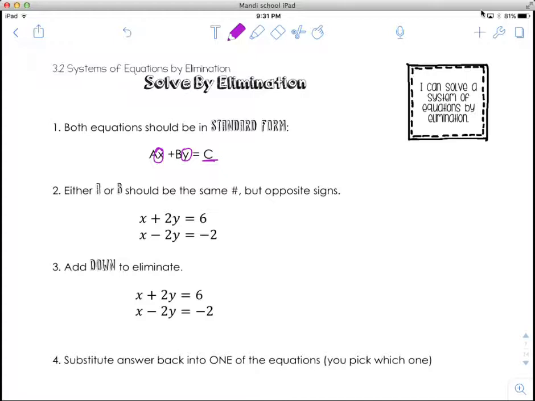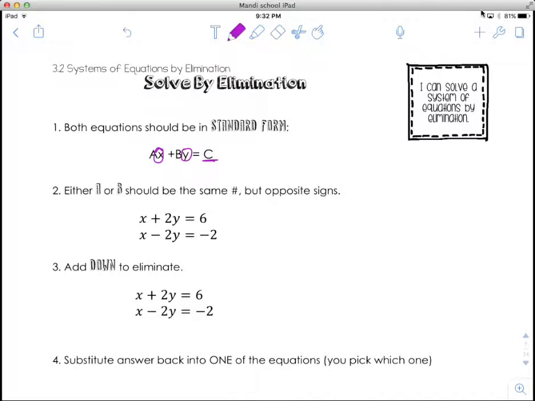You have x plus 2y equals 6 and x minus 2y equals negative 2. So to review, we have the x and the y on the same side. We have the x and the y on the same side. So we have it in the right form. If you don't have it in that form, then another method is probably going to help you. So you would want to go back and look at substitution or look at graphing.